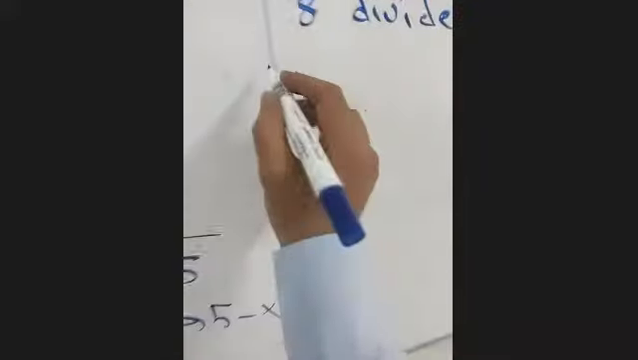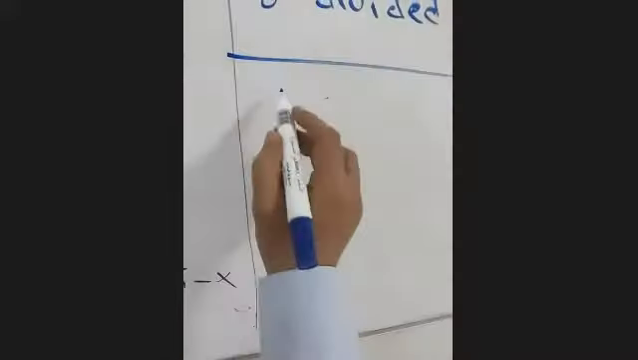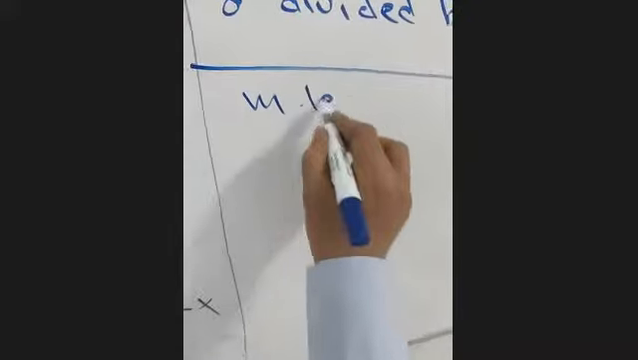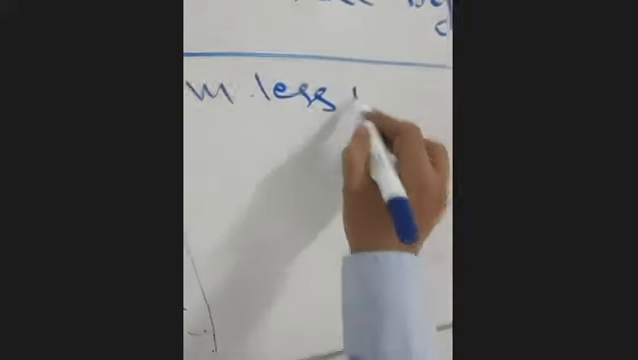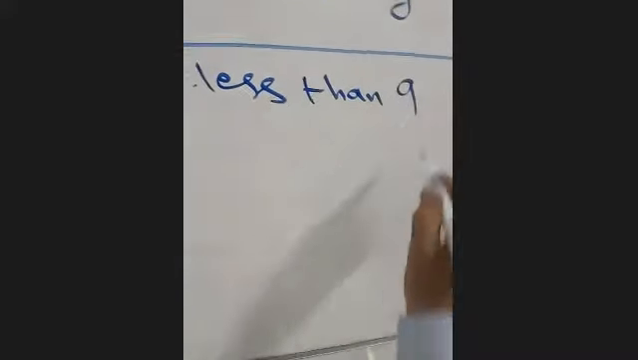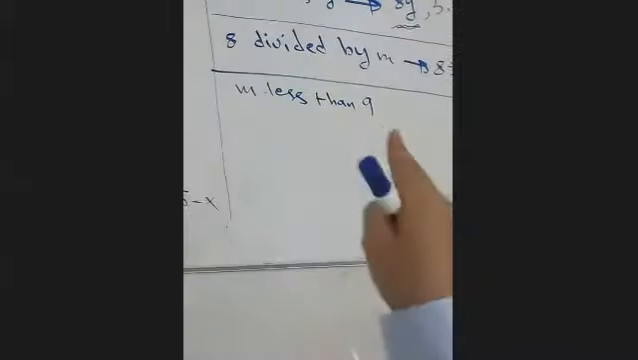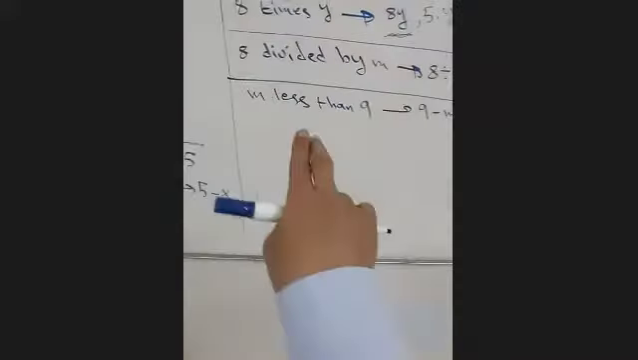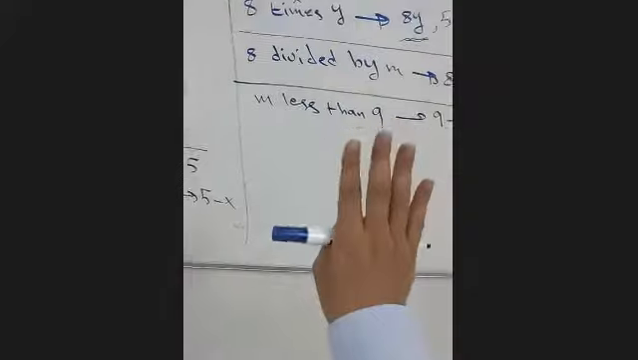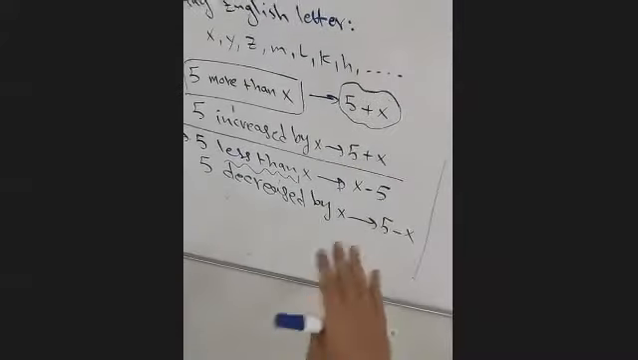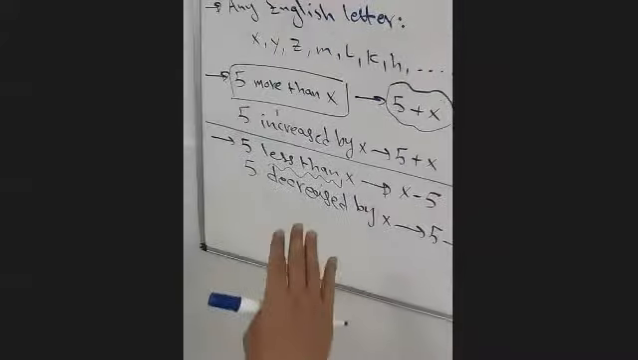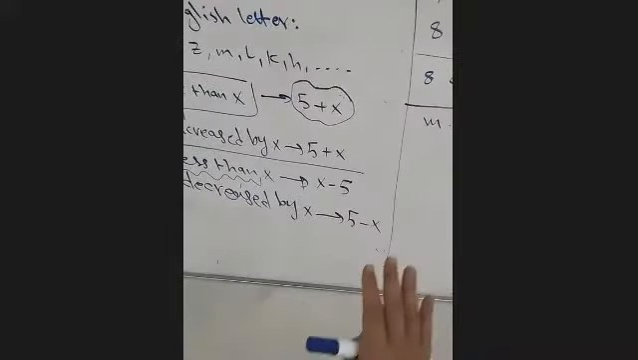When I say, for example, m less than 9, how do we write it? We write it 9 minus m. In "less than," we take the opposite only. But in the other phrases, guys, we do as the English language says. 5 decreased by x, 5 minus x.